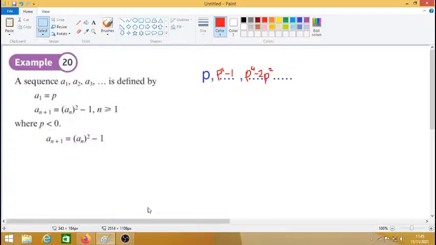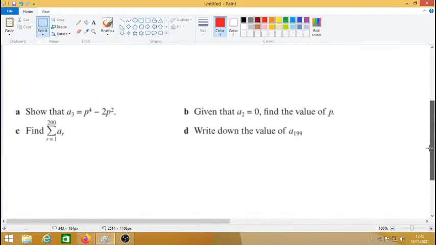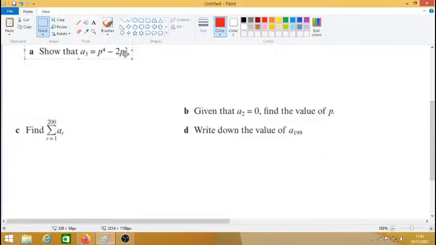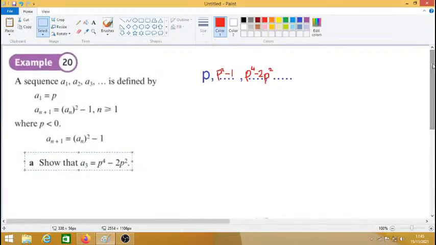Okay, let's take a look at the questions now. We've got the idea of what the sequence is about. So question number 1 is work out A3, and hopefully our answer will match their answer, which is p to the power 4 minus 2p squared, which is exactly what we've got. So we've done that. And as long as you've got your working out there, you'll get full marks on that.